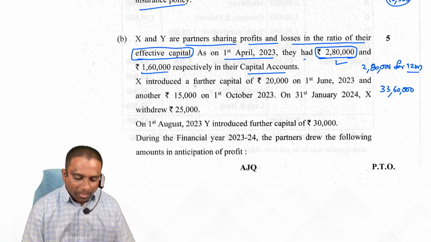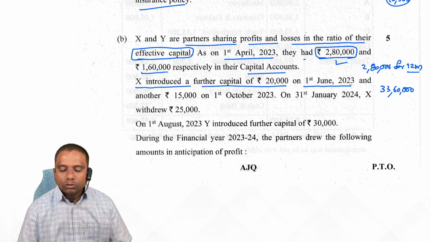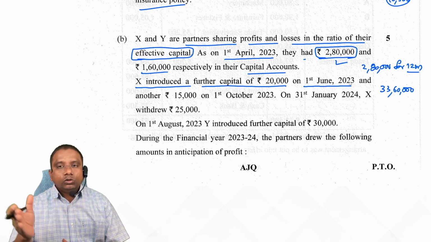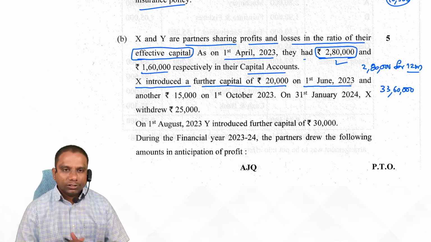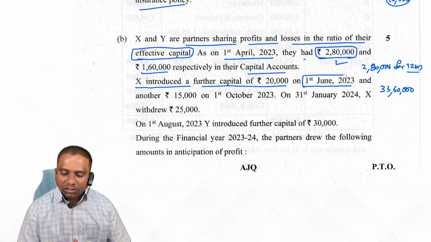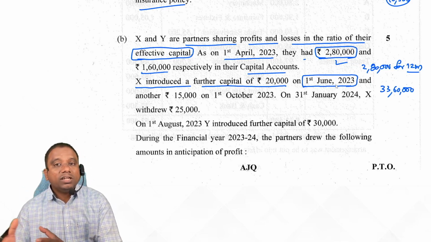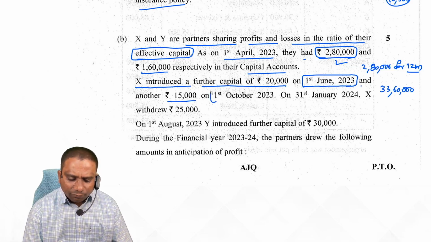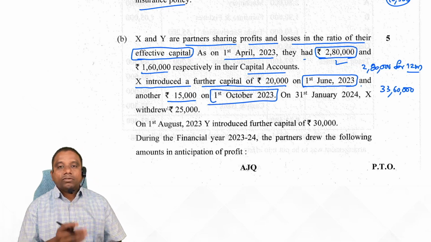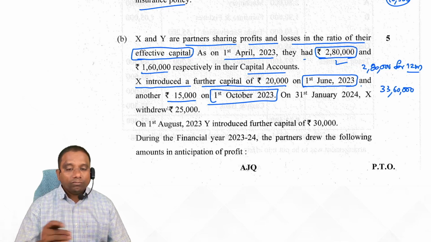Now look at X introduced a further capital of 20,000 on 1st June 2023. Till 1st June 2023, how much capital do we have in the business of X? 2 lakh 80,000. From 1st June 2023, how much capital of X do we have? 2 lakh 80 plus 20, the capital becomes 3 lakhs. Next step. And another 15,000 on 1st October 2023. From 1st October 2023, his capital is earlier 3 lakhs, now 3 lakh 15.